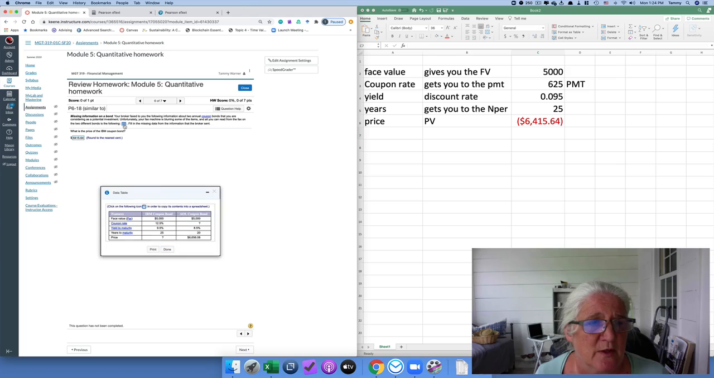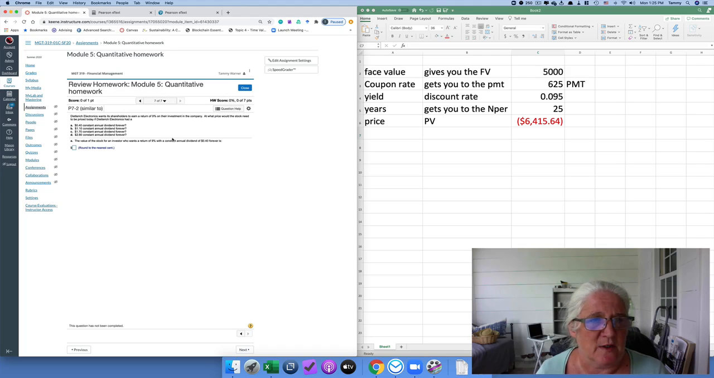So the next one, our unknown is the coupon rate, which means that our unknown is the payment. So you solve for the payment, and then you figure out what percentage that is of $5,000. So that's how you do that one, number 6.